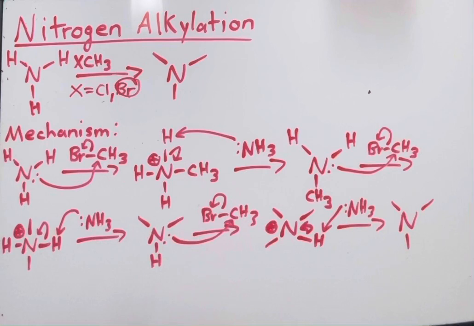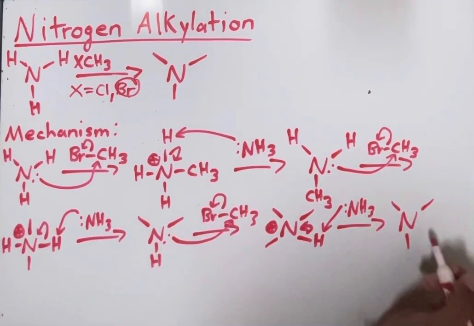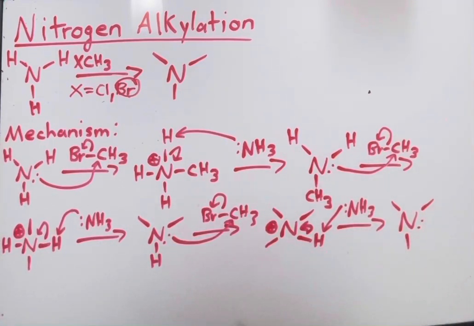Now, you could probably do this reaction again since there's another lone pair, but that's not recommended because then you would end up with a quaternary amine, and therefore the nitrogen has a positive charge. But since nitrogen is really electronegative and favors a negative charge, this would not be a stable molecule. So therefore we end it as a tertiary amine.